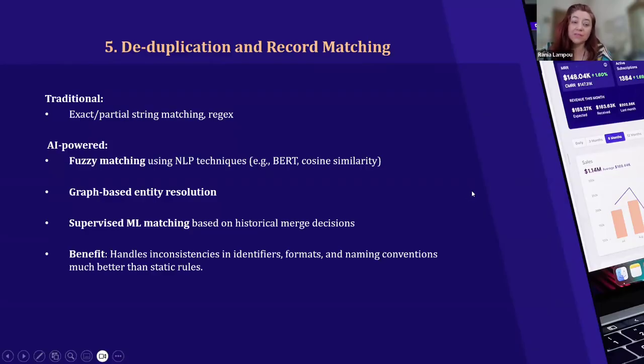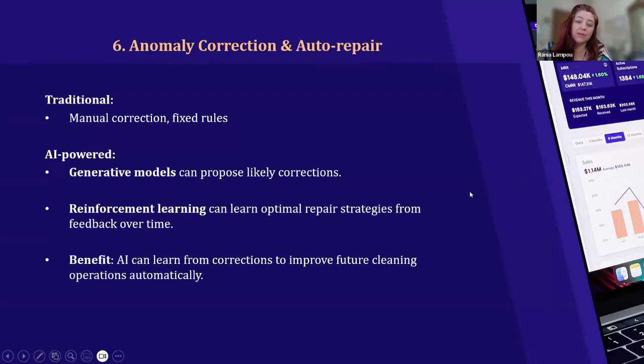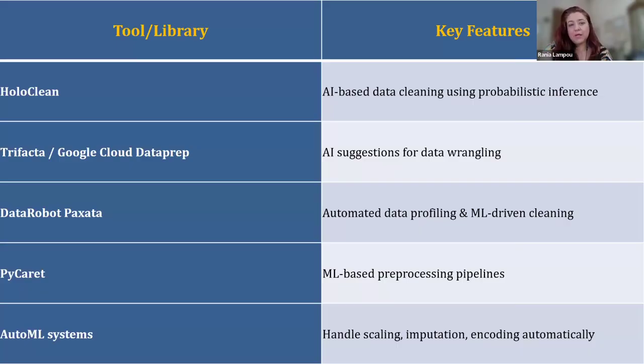The anomaly correction, traditionally what was happening was a manual correction. Now we have the AI tools, generative models, which can propose likely corrections. We have reinforcement learning, which can learn optimal repair strategies from feedback over time. And here the benefit is that AI can learn from corrections to improve future clinical operations automatically.